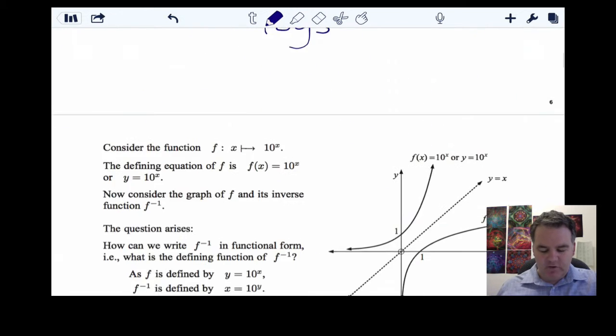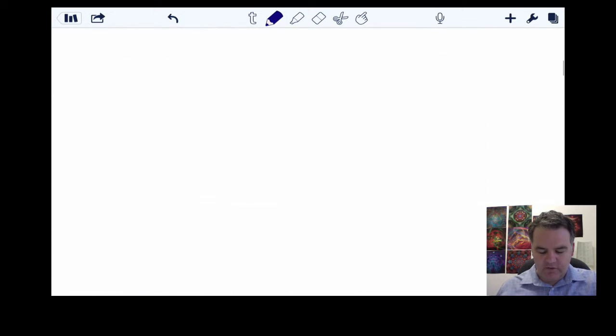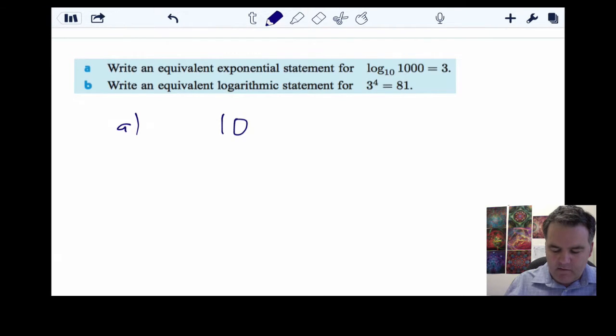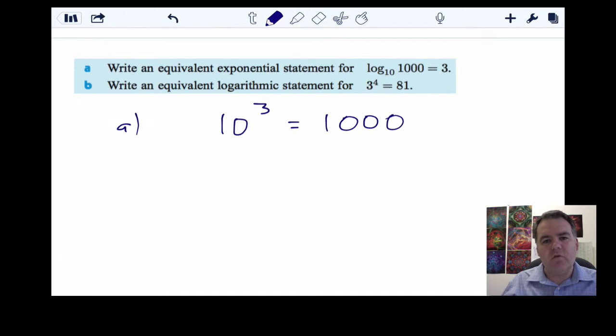If we have a look at some examples on here now, guys. Write an equivalent exponential statement for log base 10 of 1000 equals 3. So for part A, you would write 10 to the power of 3 equals 1000. Okay, can you write your answer for part B now?